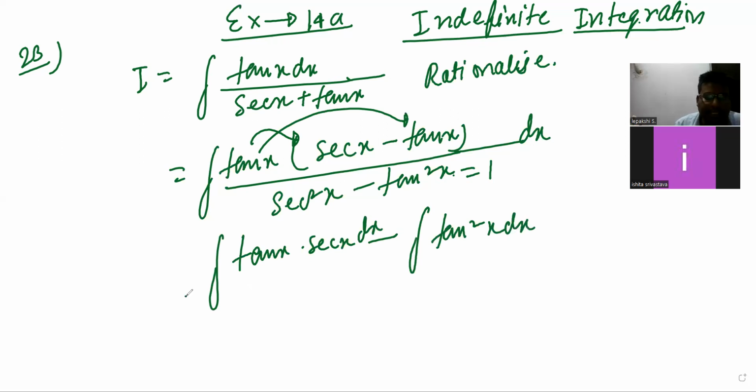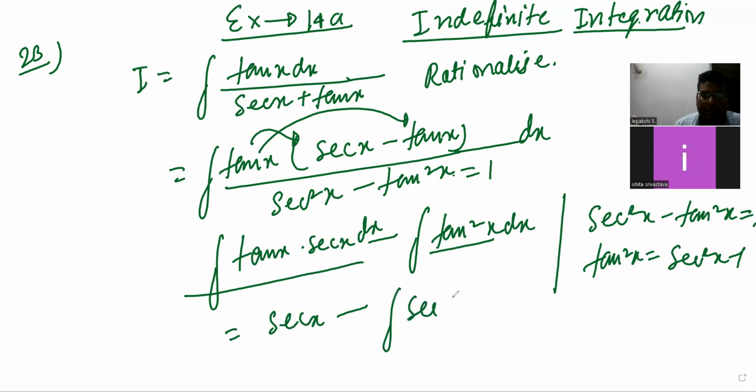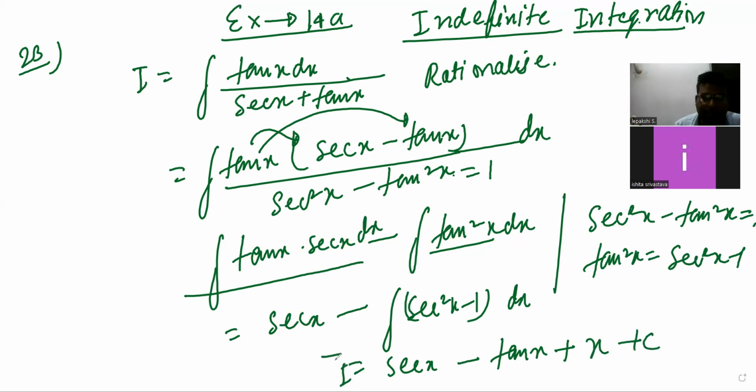So integration of this will be sec x minus, and we will convert into identities, like as we know sec square x minus tan square x is equal to 1. So tan square x becomes sec square x minus 1. Put here sec square x minus 1 into dx. So it is equal to sec x minus, and integration of sec square x we know is tan of x. Minus minus will become plus, and integration of 1 is x plus c. So this will be the answer for that.